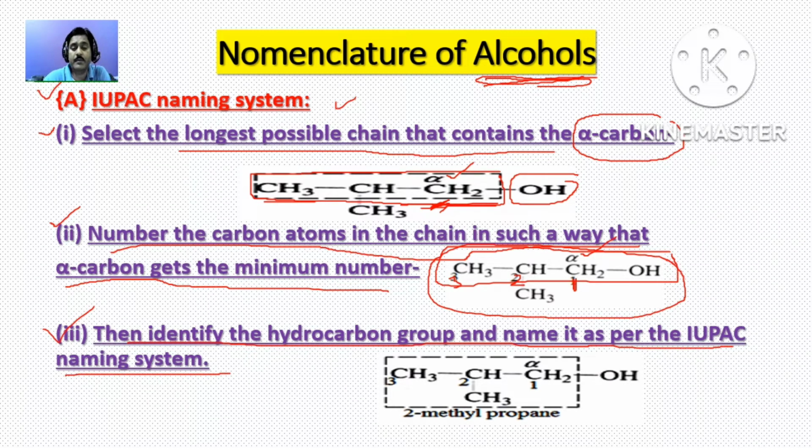After giving the numbering, we have to find out whether it is meth, eth, or prop, etc. for the parent chain. Here, one, two, three, three carbons are there. That means prop. Single bond is present between all the carbon atoms, which means ane: propane. Now it has a methyl group positioned at number two.